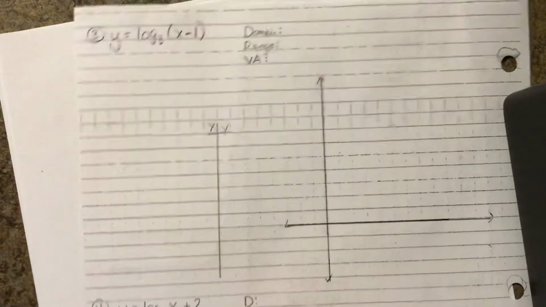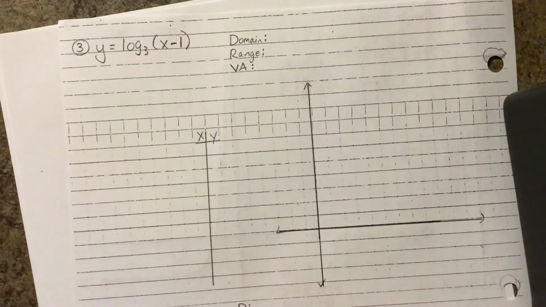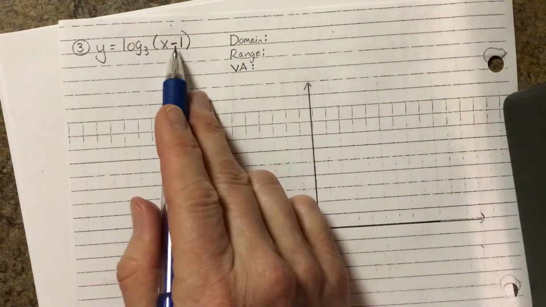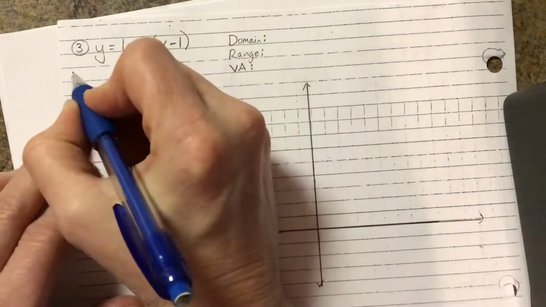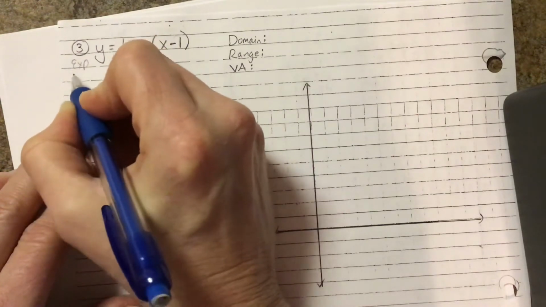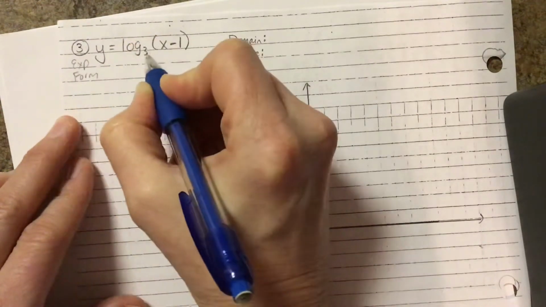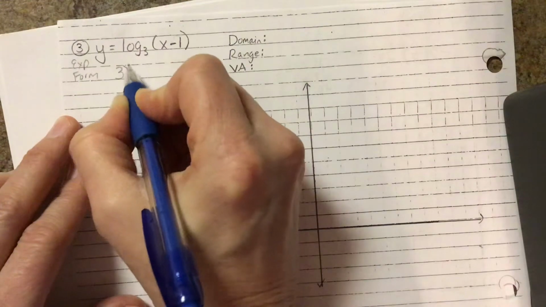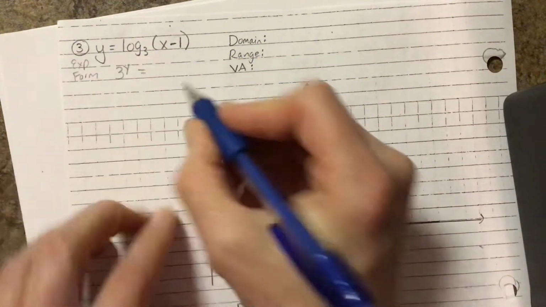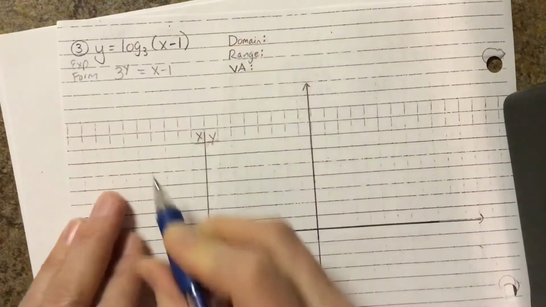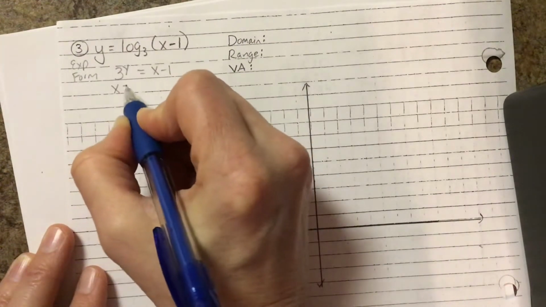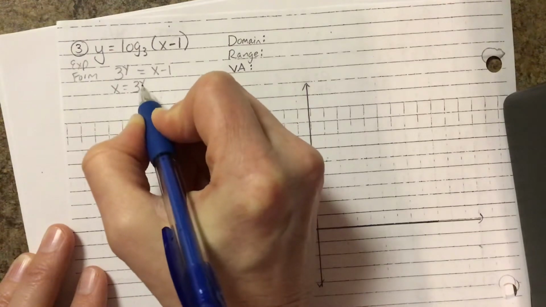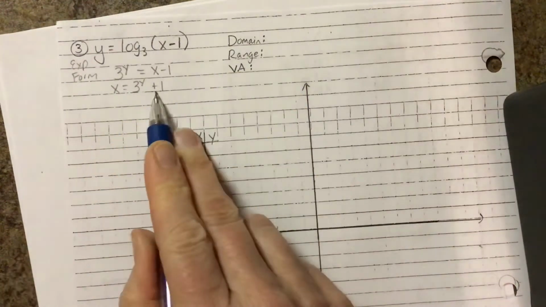with a shift on the back. Number 3. All right. First step, isolate the log. Done. Second step, change over to exponential form. 3 is my base, to the y power equals the argument, x minus 1. Now we're going to solve for x. Add 1. X equals 3 to the y power plus 1 on the end.